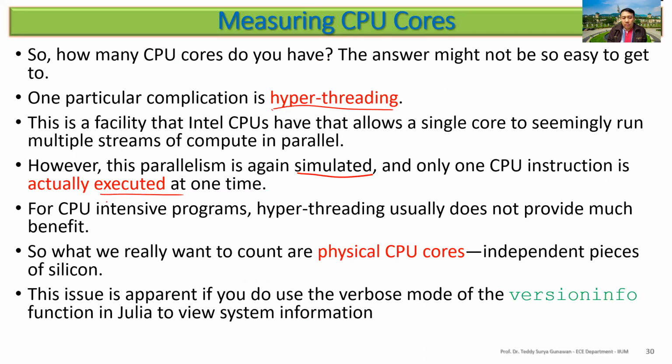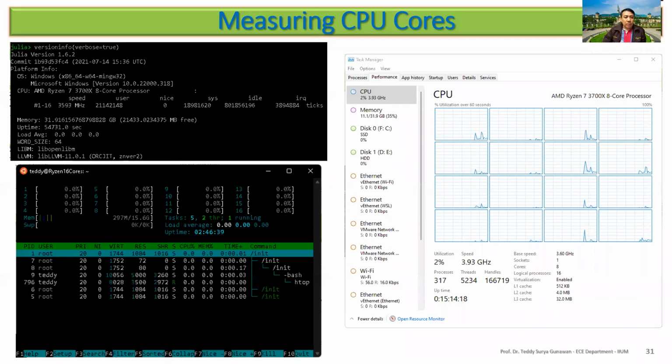This is for CPU intensive programs, meaning so many calculations, only computation: multiplication, addition, division, and so on. Hyperthreading usually does not provide much benefit, so we really want to count the physical CPU cores. What you can do is use the verbose mode of the versioninfo function in Julia to view the system information. Try on your own: versioninfo with verbose equal to true. I'm running on my home computer, so I have here AMD Ryzen 7, for example.